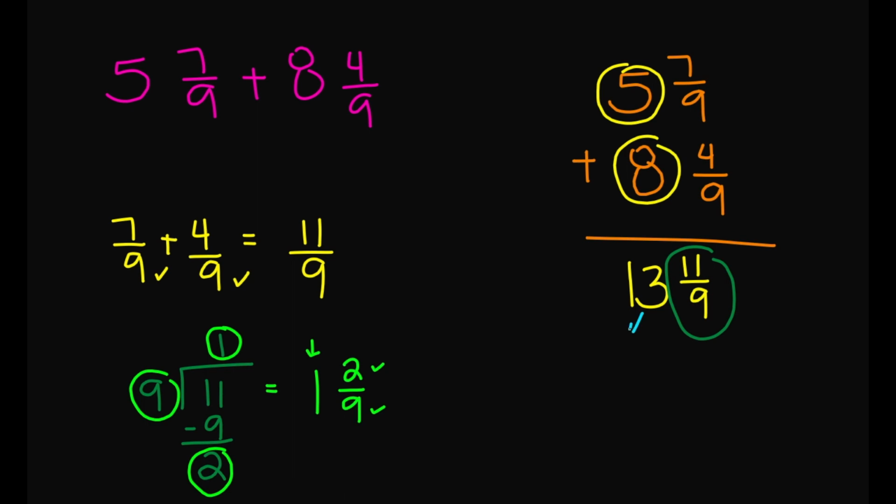So we have our 13 from the 5 plus 8, and now we have our 11 over 9. We simplified it to this fraction here. So you're going to have 13 plus the 1 and 2 ninths. And now if I add my 13 plus the 1 and 2 ninths, you're going to get 14 and 2 ninths.